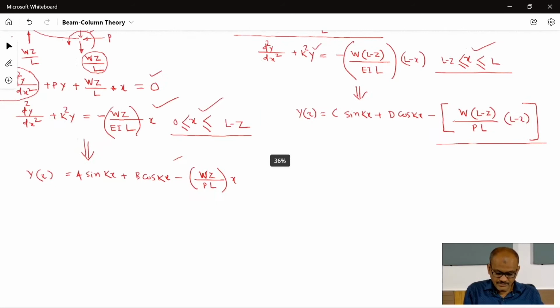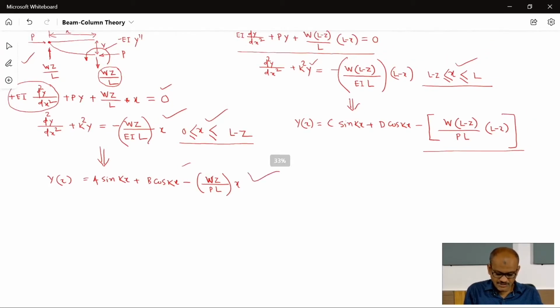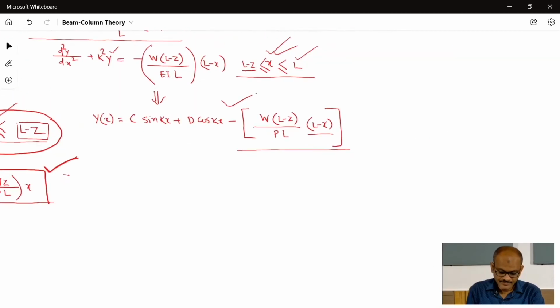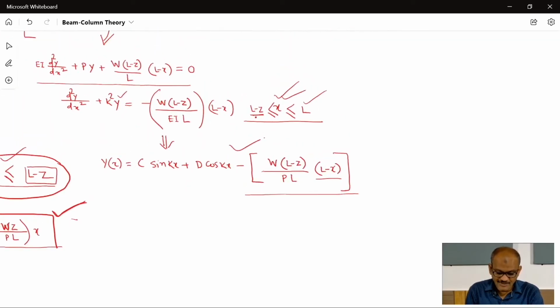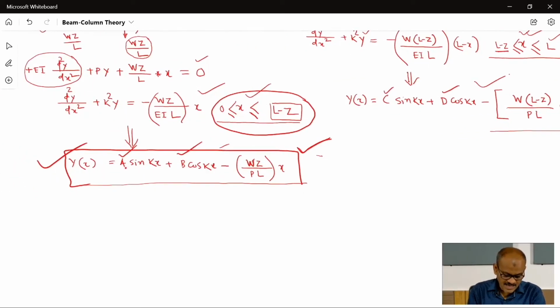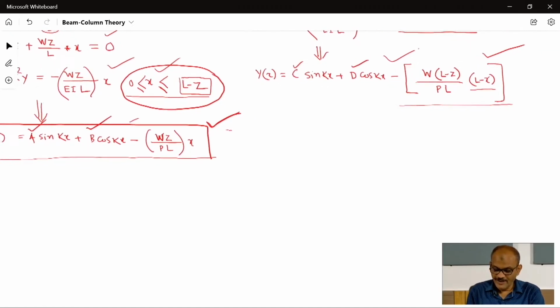Now these are the two solutions for two parts of this beam. When x varies from 0 to L minus z, that is when x is greater than or equal to 0 and x is less than or equal to L minus z, this is the equation. And when x is greater than or equal to L minus z and less than or equal to L, this is the equation. Now the next objective is to find these constants C, D, A and B, that we will have to find out.